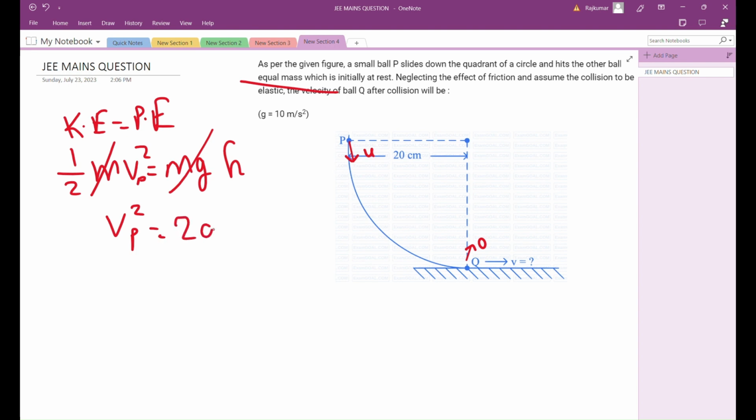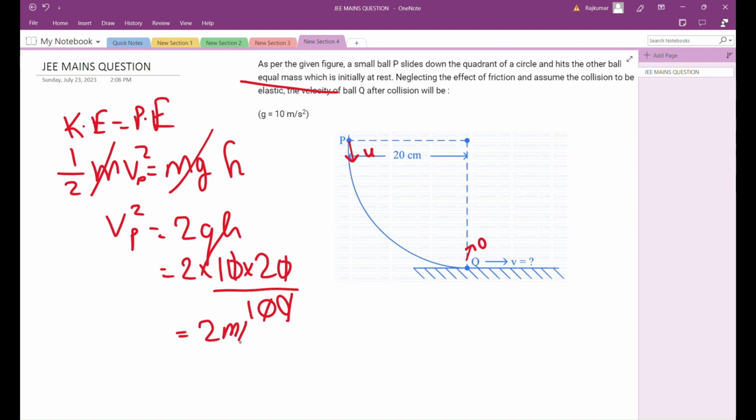2gh, right? So 2 into, as per the question, g is 10 and height is 20 centimeters, which means we can write it as 20 by 100. So vp square is 4, so by sending the root over here, this will become root 4, which is 2 meter per second. This is the vp.